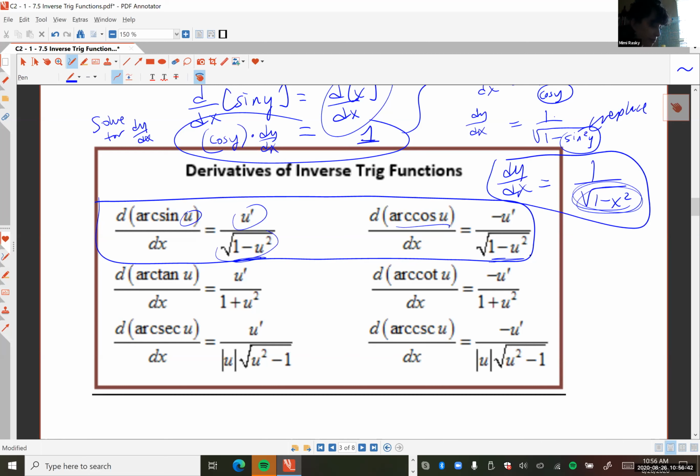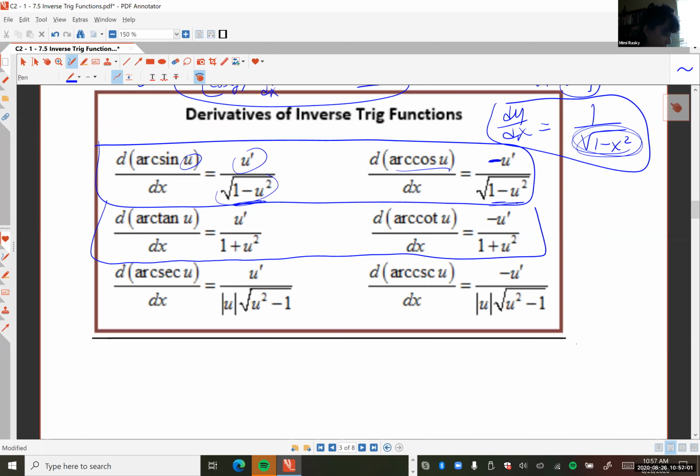Can anybody see it? The negative? Exactly right. This just has a negative. Everything else is the same. Very good. So there really isn't much extra to memorize. You just have to remember, arc cos's derivative is the opposite in sign of the arc sine's derivative. Success.